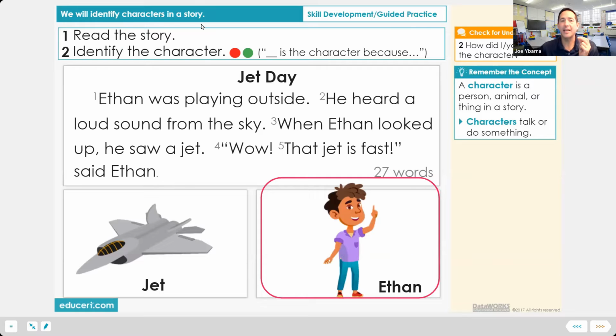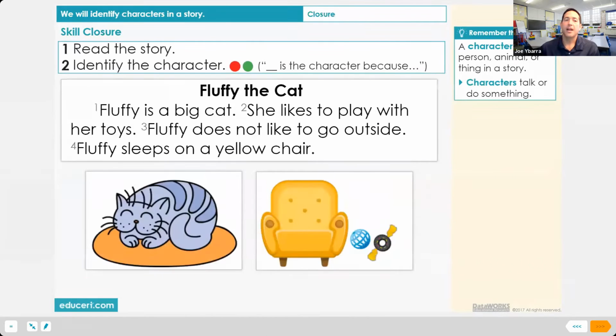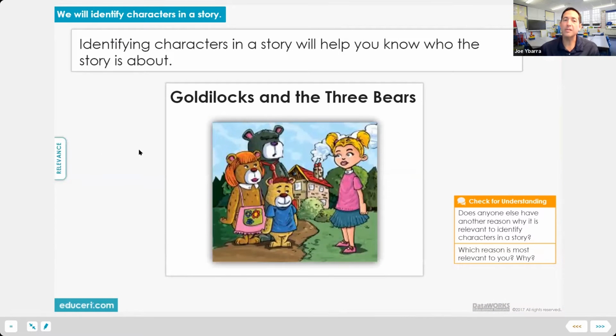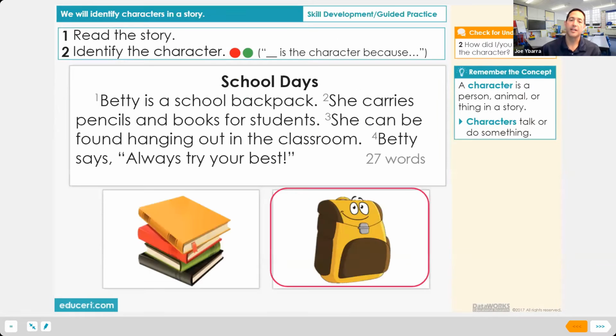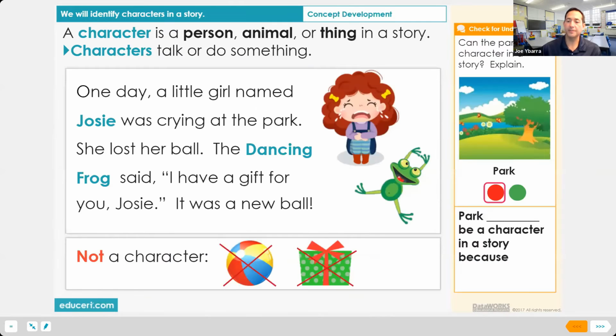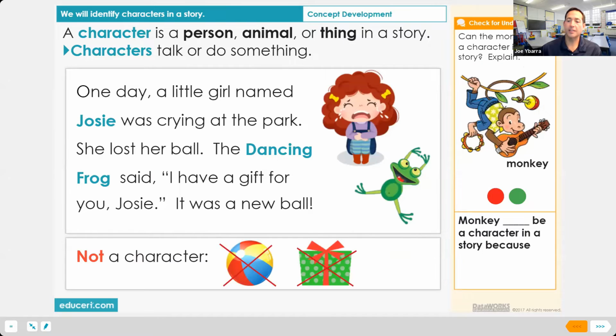We will identify characters in a story. They will have multiple examples of that. And then we'll have relevance. Why is this important for you to learn this today? And then finally, closure. Can they do this independently? Okay, so that's why we have 7 components. So when we have 7 components, that's the first thing our lessons have.